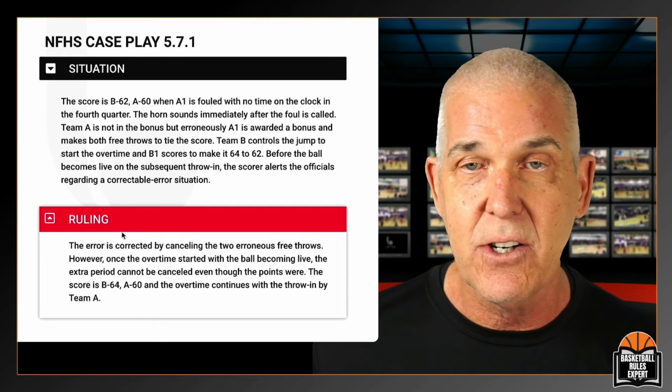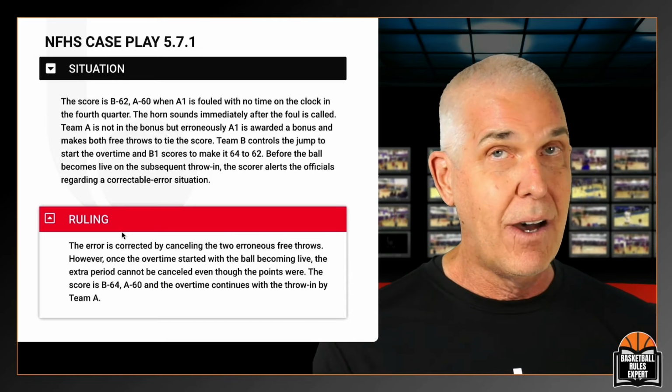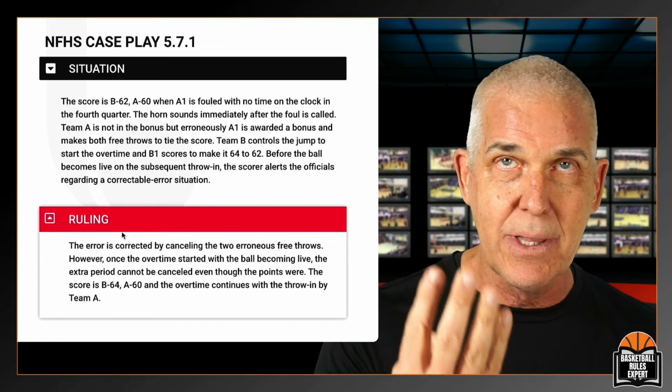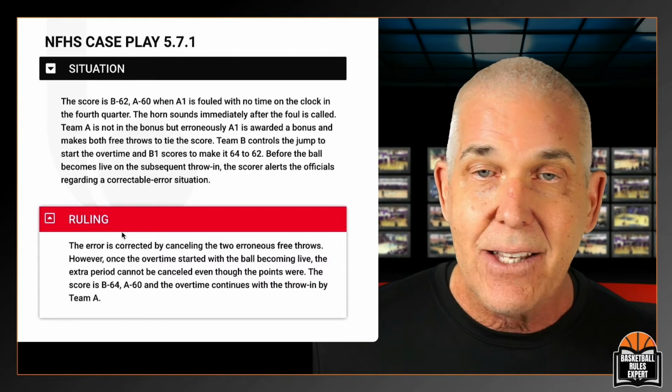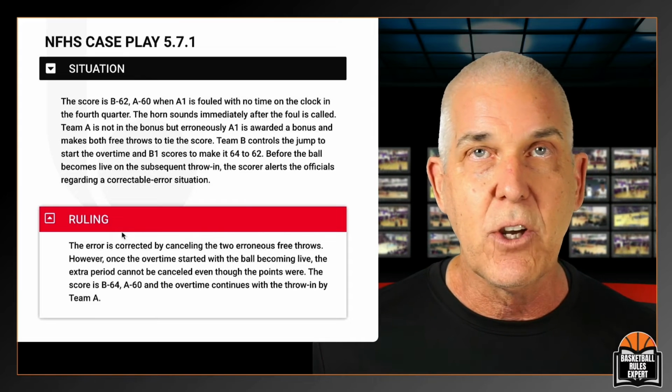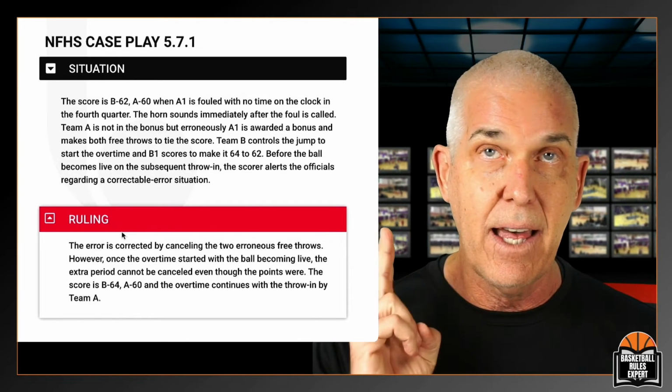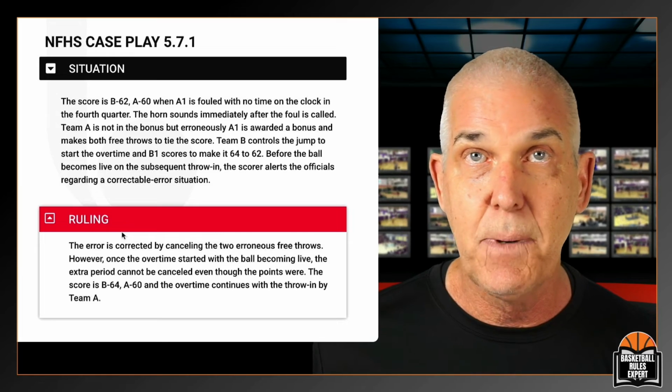However, once the overtime starts, with the ball becoming live on a jump ball to start overtime, it's when the ball is released by the tossing official. The extra period cannot be canceled even though the points were. We have the correct score, and we're going to resume with an end-line throw-in, non-designated spot throw-in, right? So a great scenario to think through, right? All of the basics, okay? Correctable error time frame can span periods. Once we start overtime, overtime will be played. We can make corrections, but we're going to play overtime in that situation.